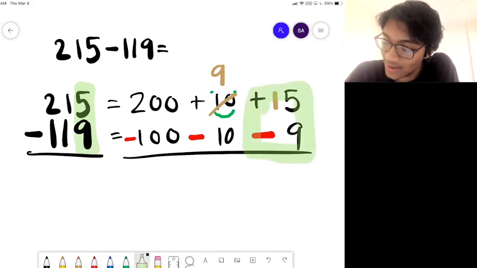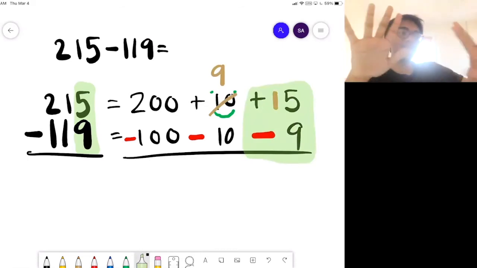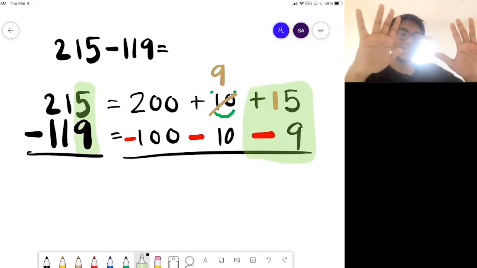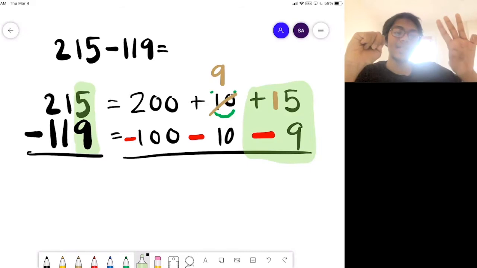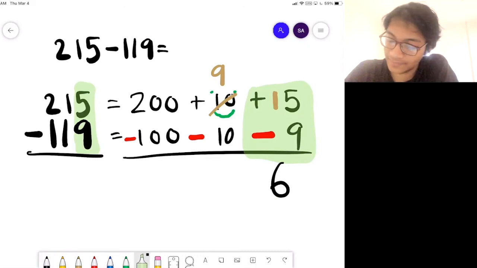What's 15 minus 9? Well, I got 15 in my head, put up nine fingers. So count down, 14, 13, 12, 11, 10, 9, 8, 7. Oh, so hard, 6. So 15 minus 9 is 6. Now let's look at the next column.